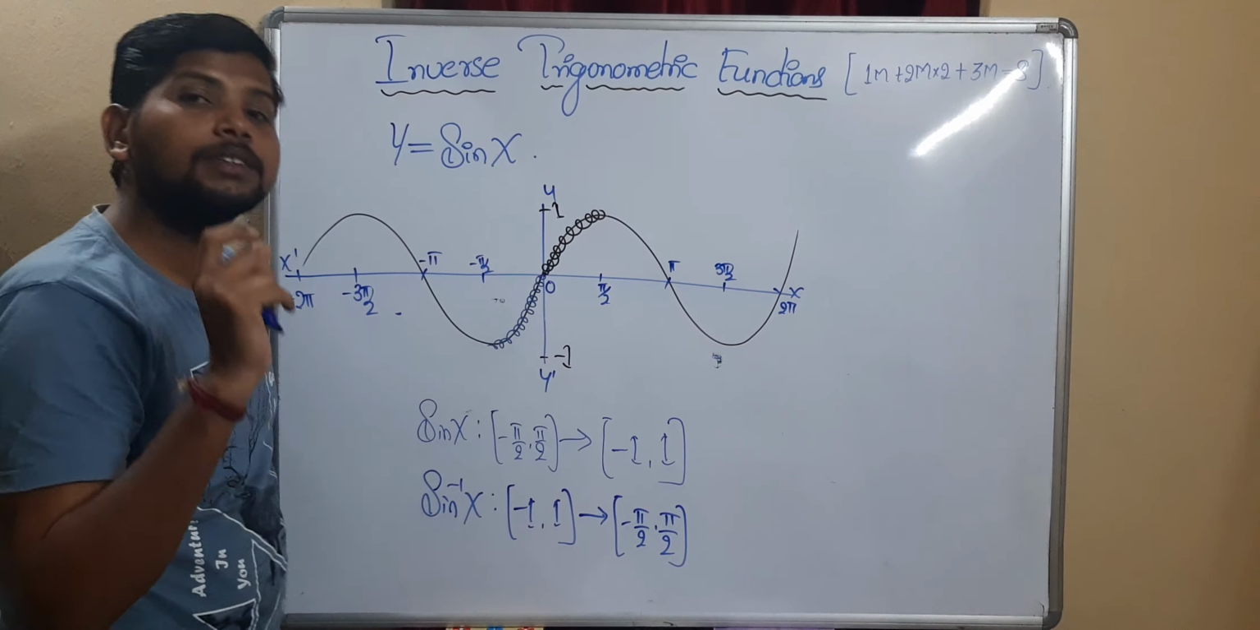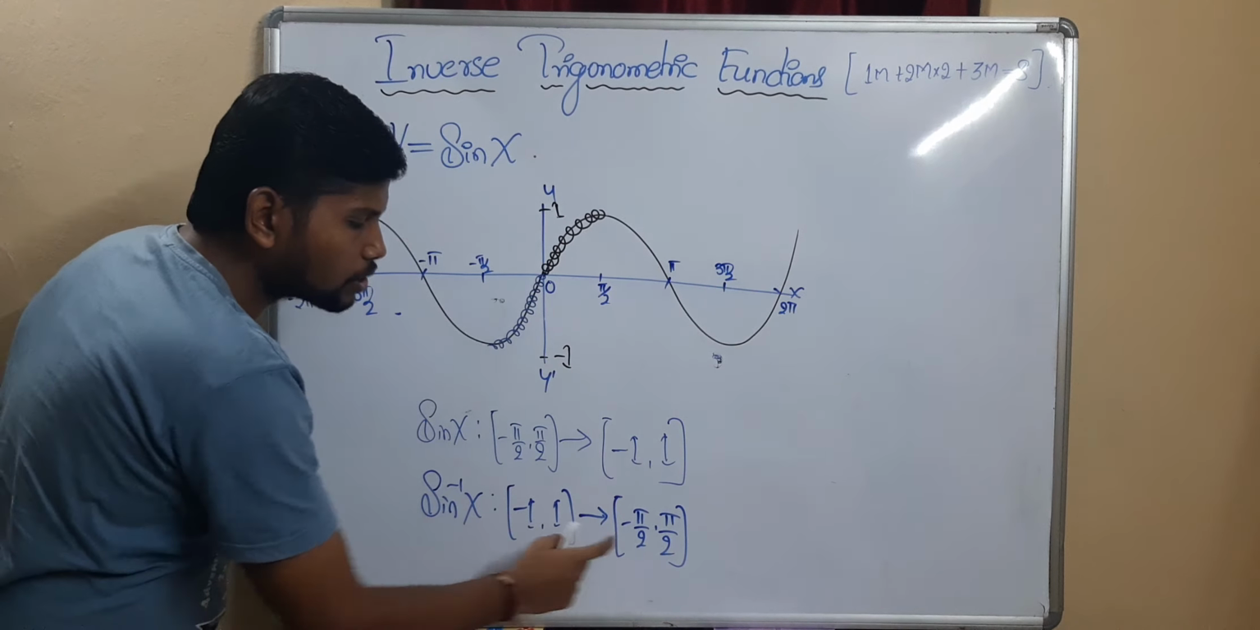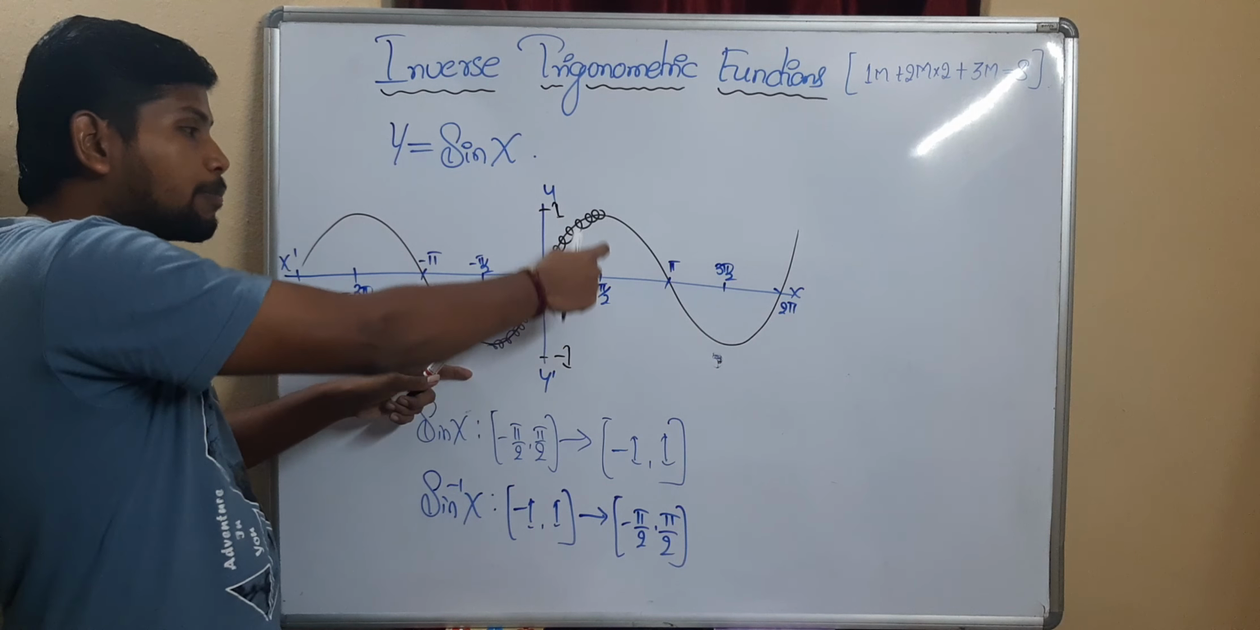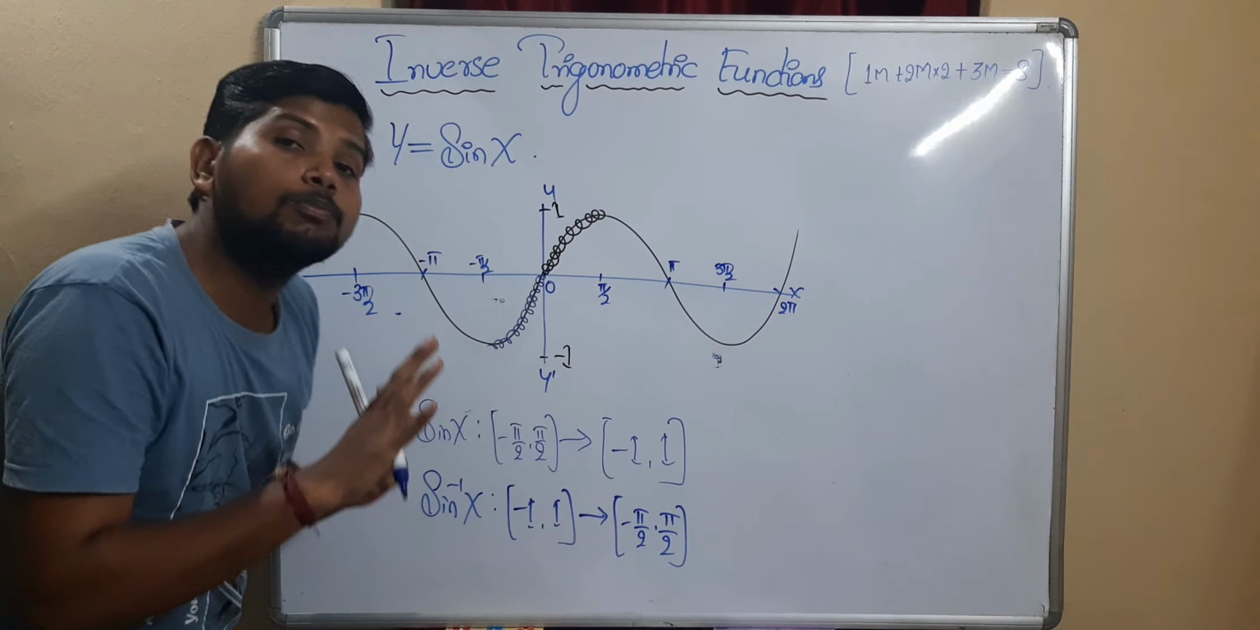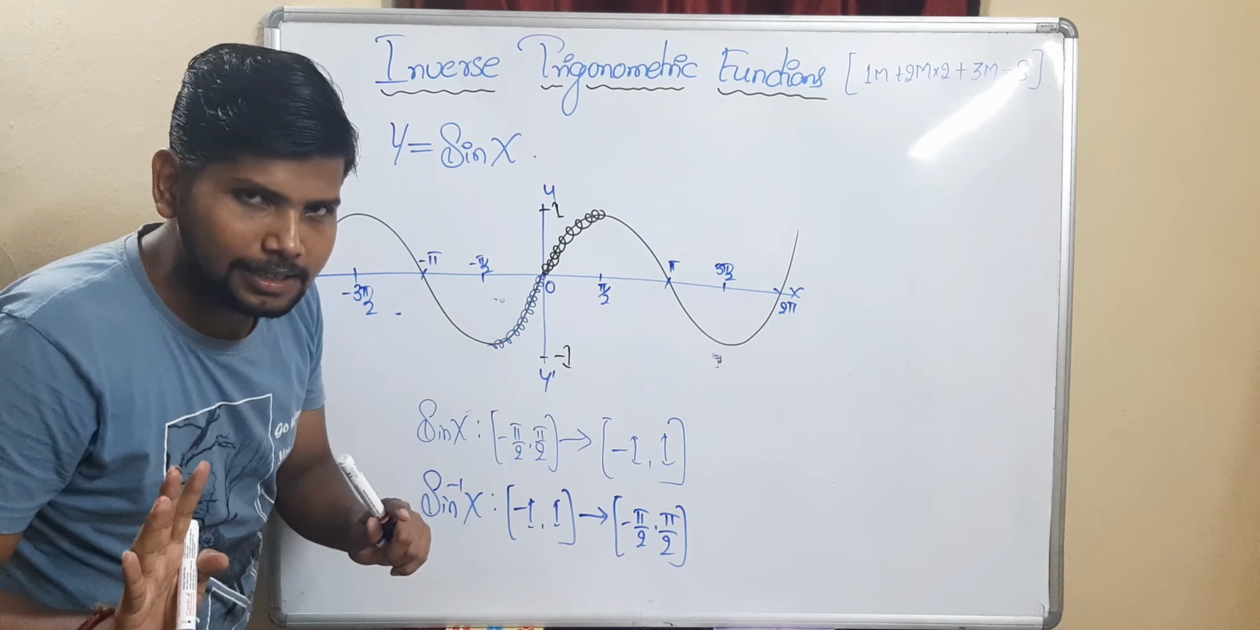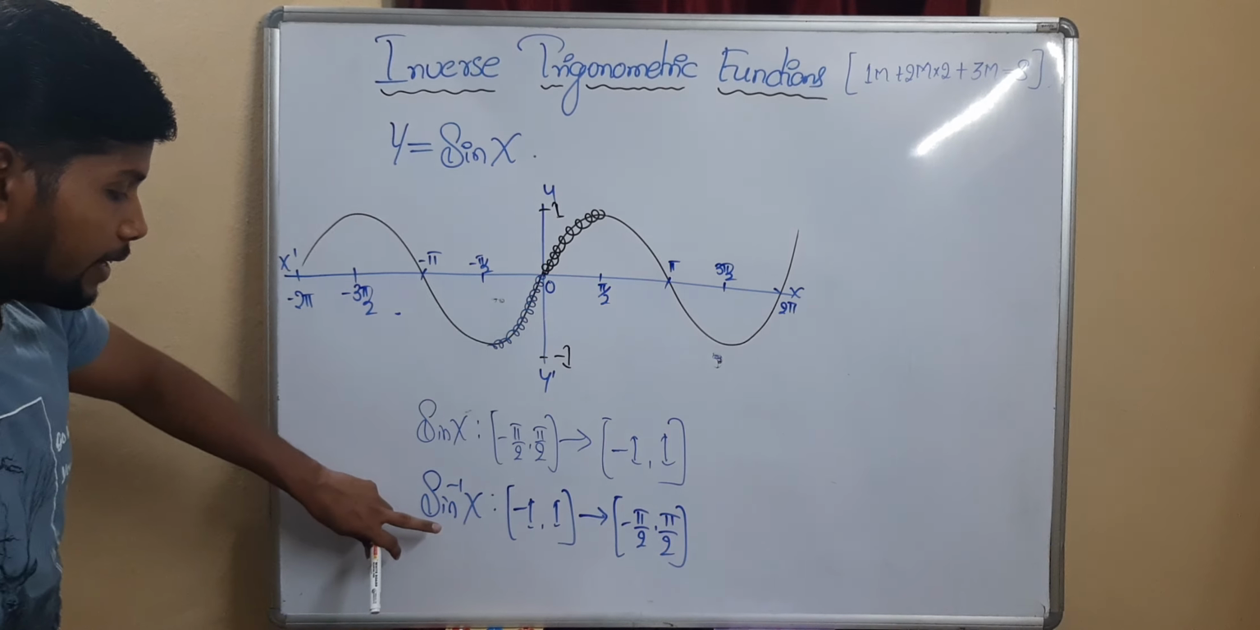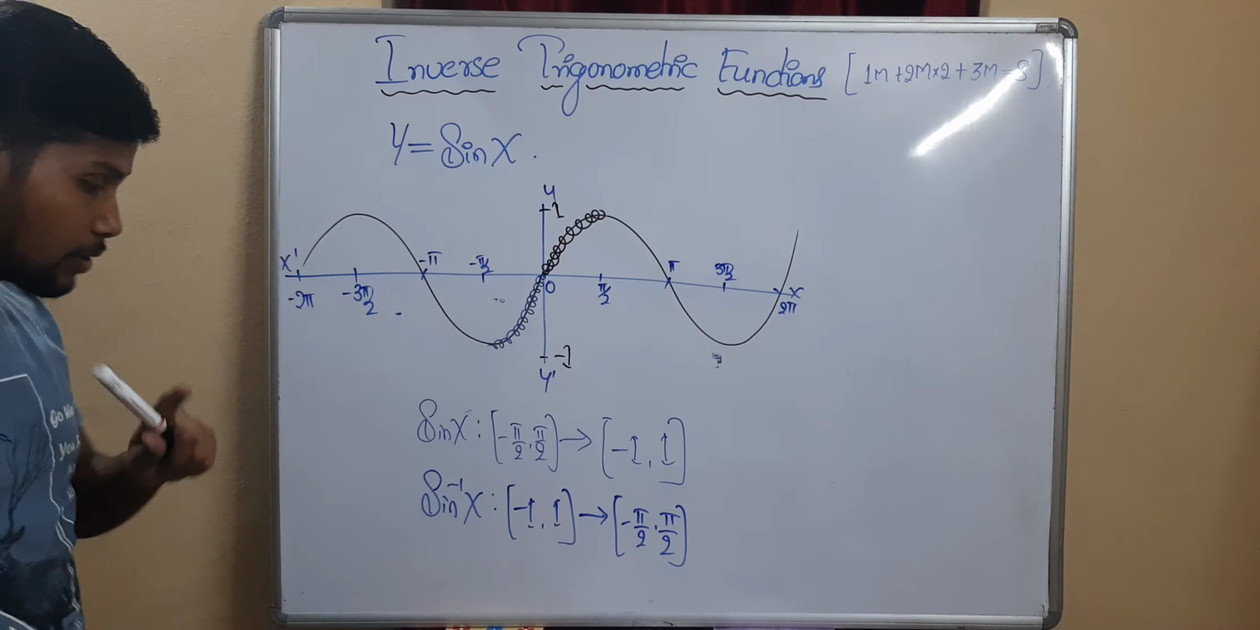I need to take a closed interval here. Why do we have to take a closed interval? The endpoints, pi by 2 as well as minus pi by 2, are both included. Is it clear? Fine. Now I'd like to draw the graph of inverse of sine x also.